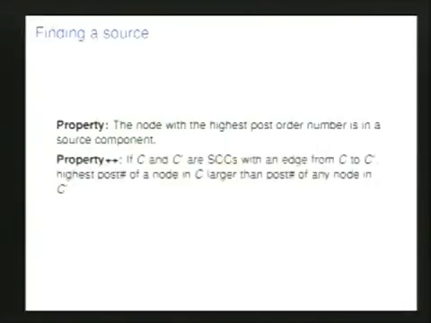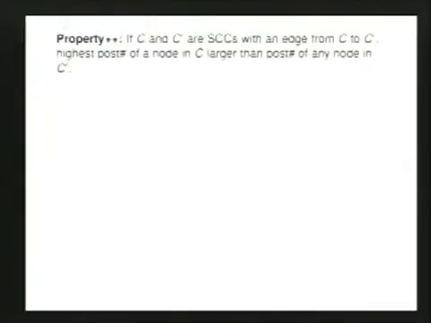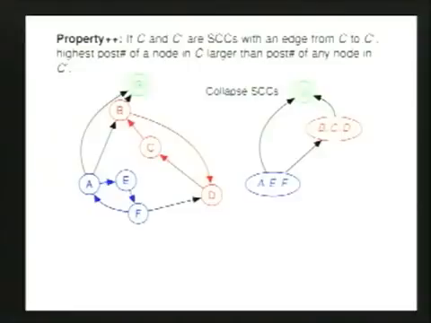Okay, so now we're going to do a more complicated property. Now we're going to think about two components in this strongly connected component graph, and say this component C and C prime are strongly connected components with an edge from C to C prime. The highest post-order number in, okay, this one is kind of hard to parse. So let's look at it again so you get another chance to parse it. And then let's look at a picture so we can parse it with the picture.